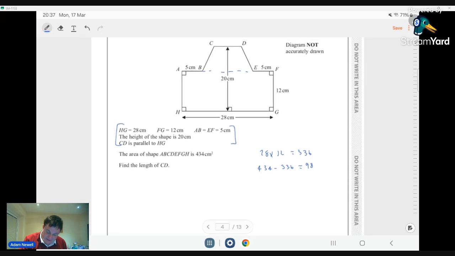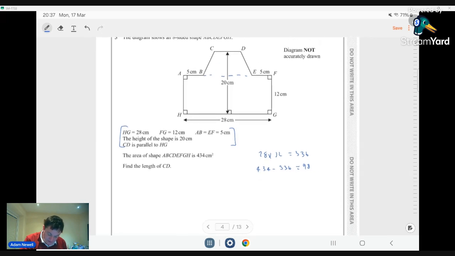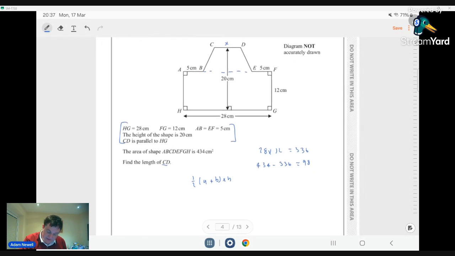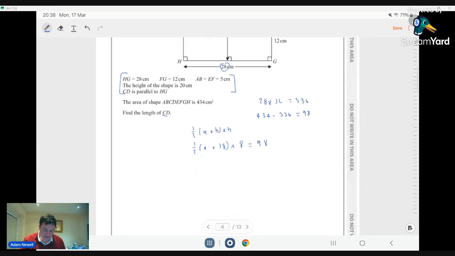And I know that the area of a trapezium is equal to a half times the parallel sides multiplied by the height. And what I'm trying to do is work out the value of CD. I'm trying to work out that length there. So if I do a half of x plus the opposite side, and if that's 5, and that's 28, that means that the base of that trapezium must be 18, and then times it by this height here. Well, if the whole thing is 20 and that's 12, that must be 8, and that's equal to 98. So I just need to rearrange this now.